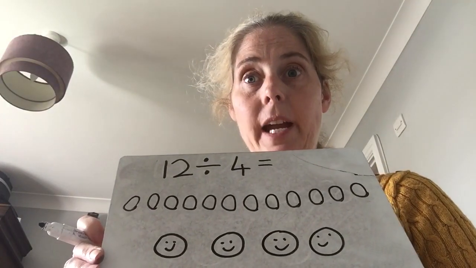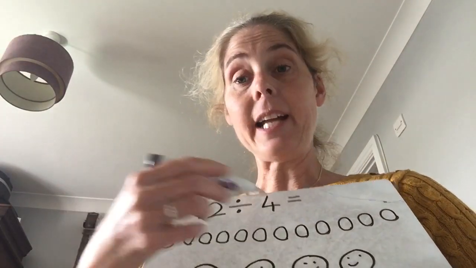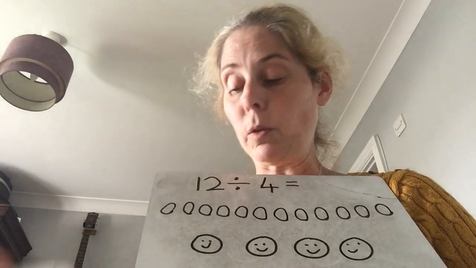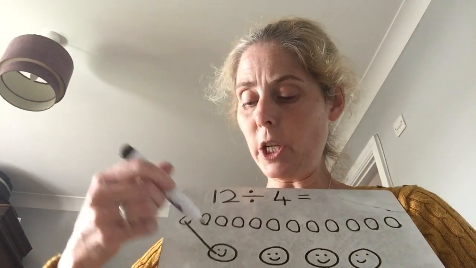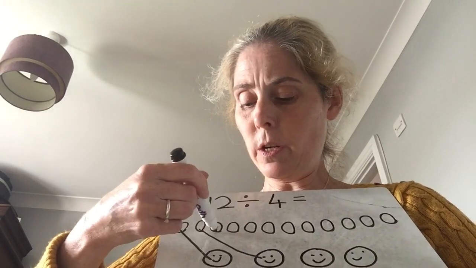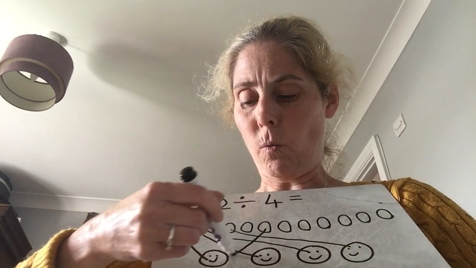We've got 1, 2, 3, 4. Okay, there's our 4. If you want to draw faces on them, you can. Make them look like people. Okay, there's our 4 people. Okay, now, again, remember, it must be equal. So we're going to go 1 for you, 1 for you, 1 for you, 1 for you.